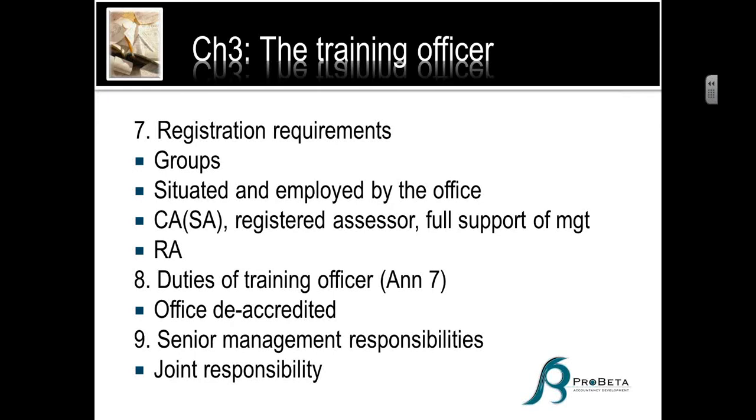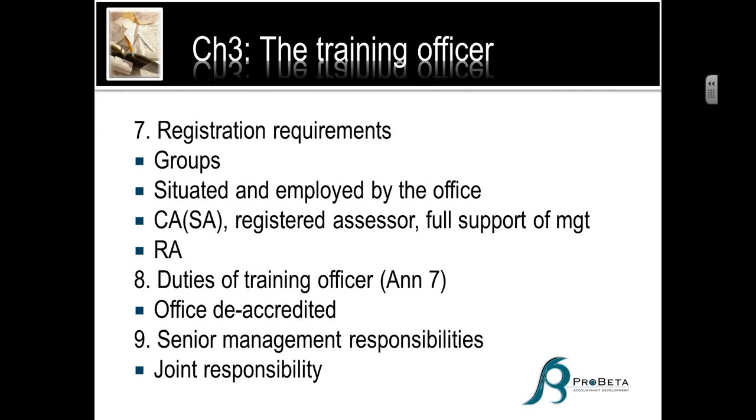It, as in the old days, has to be a CA, SA, a registered assessor, and if they have chosen accounting and assurance as an elective, or if they're accredited for accounting and assurance, they of course must be a CA, an RA, a registered auditor.